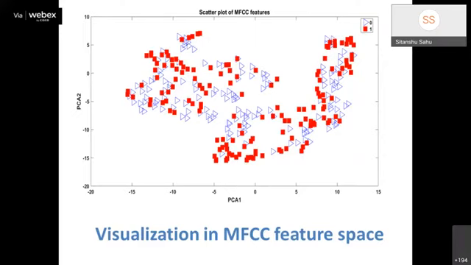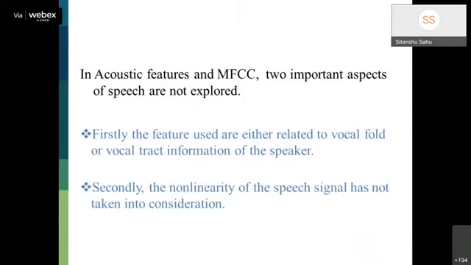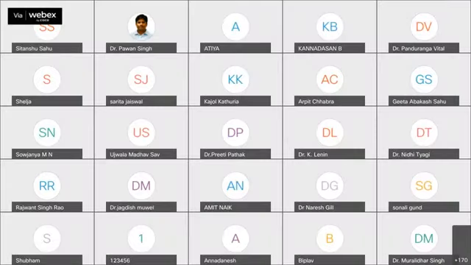So people started looking at what other features we can extract from the speech signal that will help us discriminate those samples in that particular feature domain. If you look at the acoustic features and MFCC features, there are two important limitations. Firstly, the features are related either to the vocal fold, that means the fundamental frequency, or to the vocal tract information, the formant frequency information. They can't collect both pieces of information simultaneously, and because of that, the prediction task by the machine learning is limited.